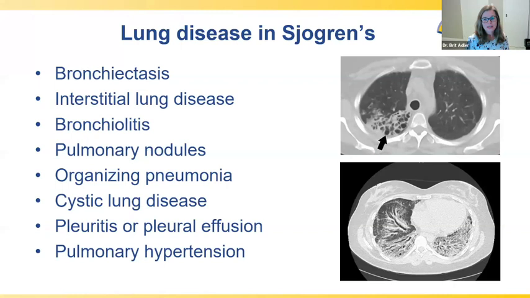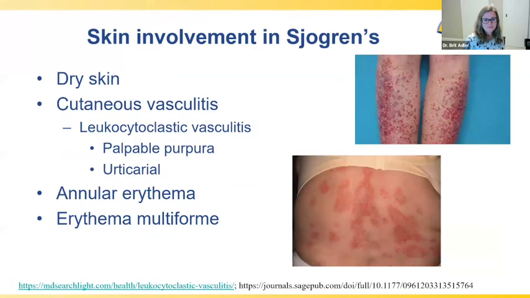Some patients get pulmonary nodules or areas of lymphoid tissue built up in their lung. We see organizing pneumonia, cystic lung disease, pleuritis, which is inflammation of the lining around the lung. Very occasionally, we'll see pleural effusions or actual fluid in the lung. And then some people can also rarely get pulmonary hypertension, where there's elevated pressures in the pulmonary arteries. So Sjögren's does not affect the lung in only one way, and it has very diverse manifestations.